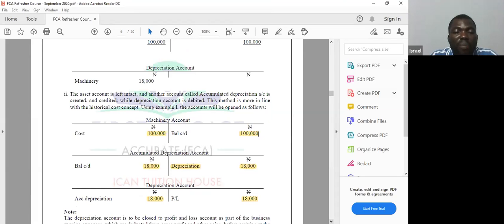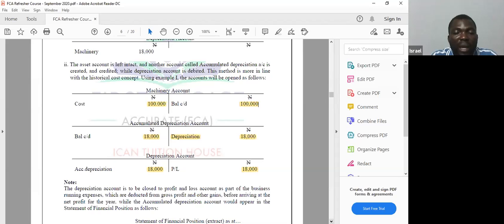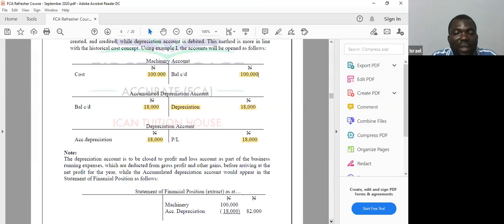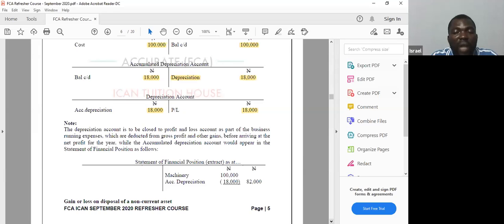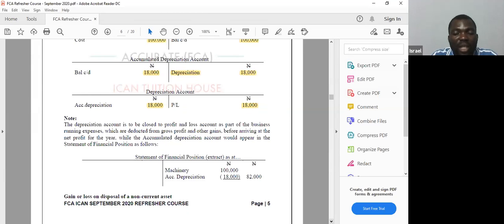Please pay attention to this, IAS 16. The probability of it coming out is very, very high. Please pay attention to IAS 16. It is 80 to 90% that they will test IAS 16.